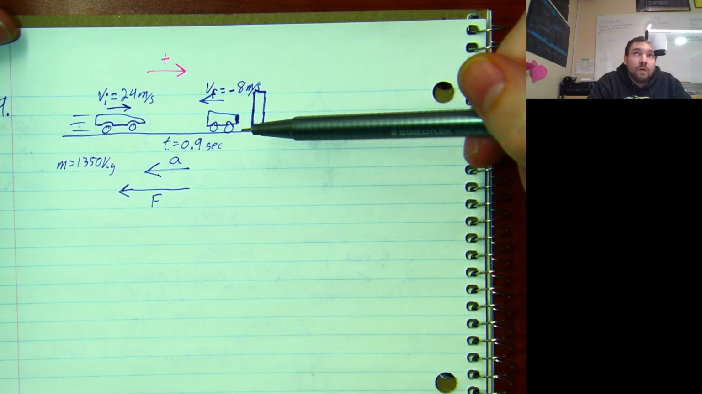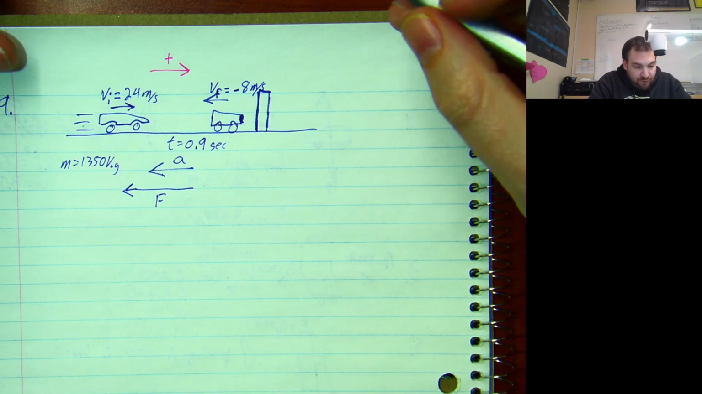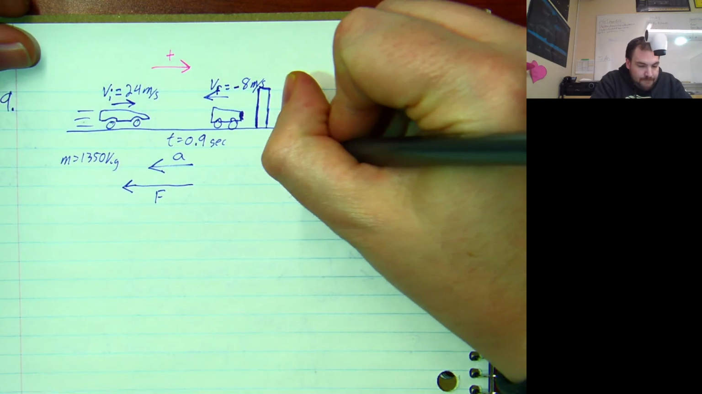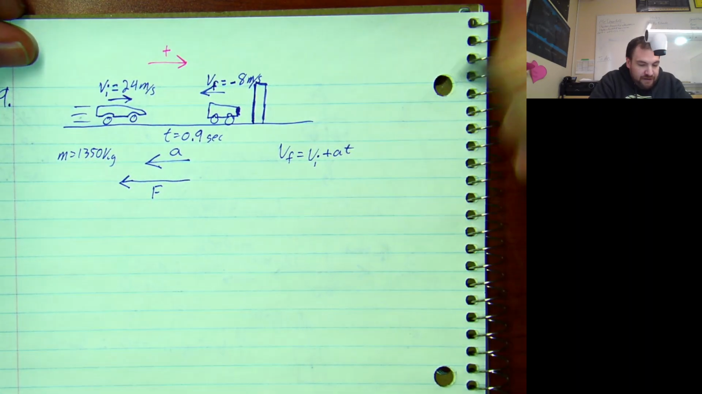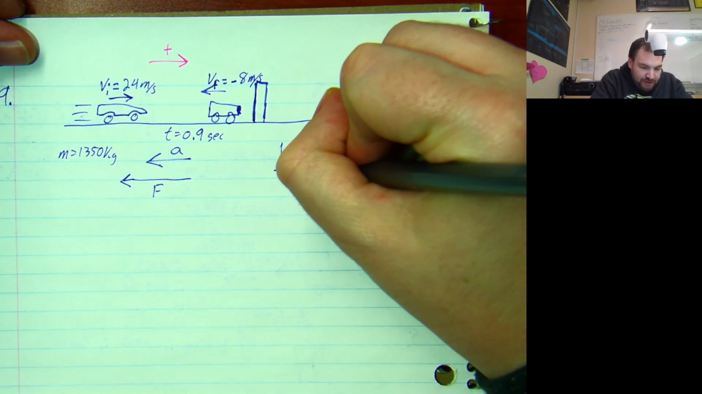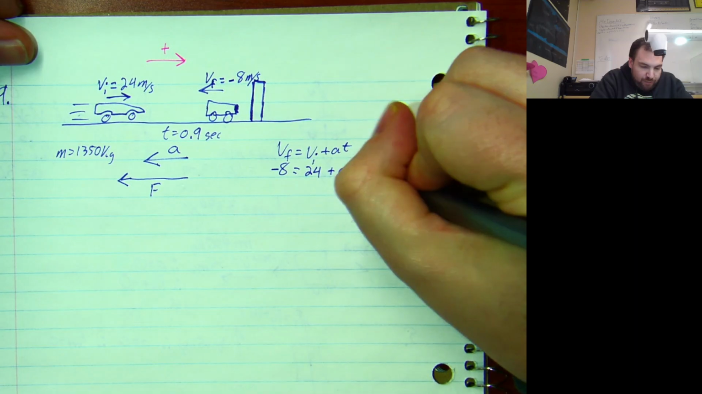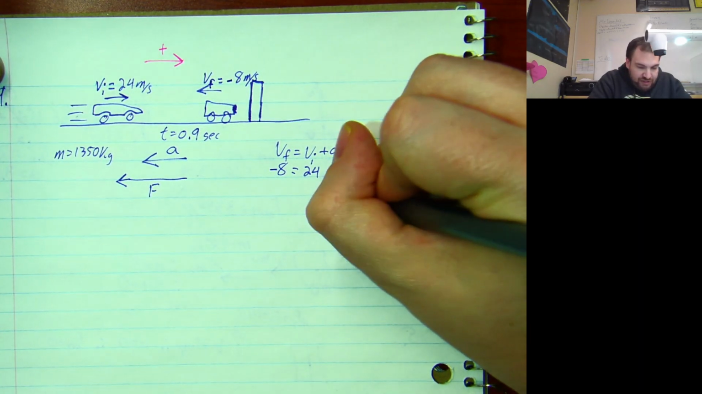So what do we do? Figure it out by doing what? Finding acceleration. What's the formula we're going to use to find acceleration based on what we're given? Yeah, VF equals VI plus AT. Let's fill it in. VF is -8, VI is 24, A is what we're looking for, and T is 0.9 seconds. So the acceleration is going to be what?